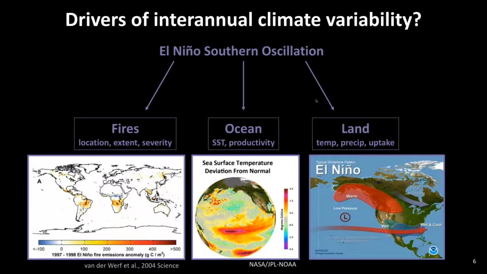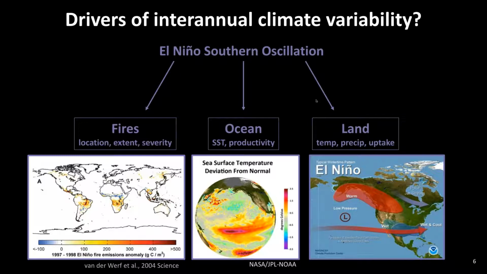So what I wanted to do is think about what are the drivers of interannual climate variability. Many of you may have picked up on those two time periods. Those were actually big El Nino years. So we know that the El Nino Southern Oscillation, or ENSO, drives a lot of our interannual climate variability. Some of the things it drives are fires, the location, extent, and severity of fires. It changes our ocean, right? The major thing that we look for when we're going into an El Nino year is changes in our surface temperature in the Pacific Ocean. And it also impacts our land.